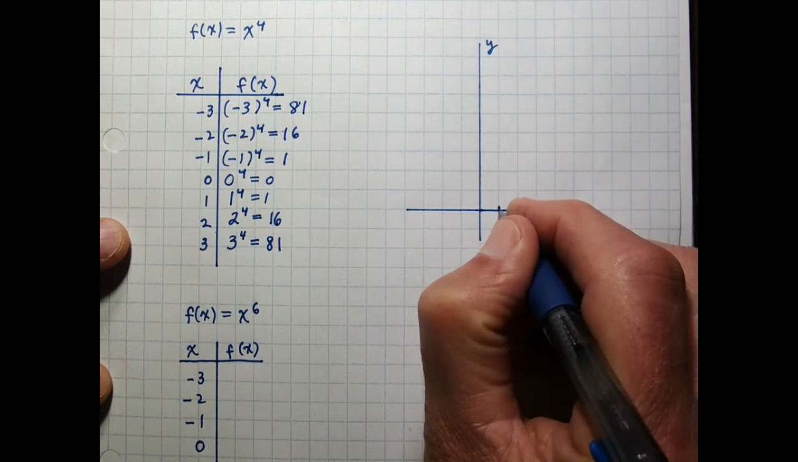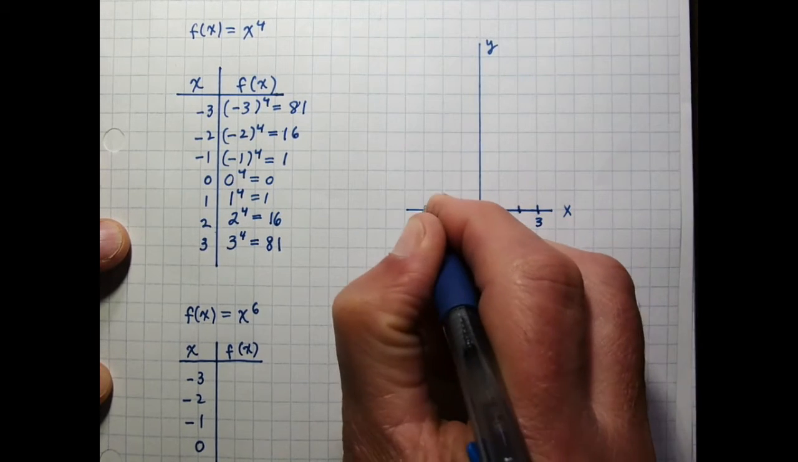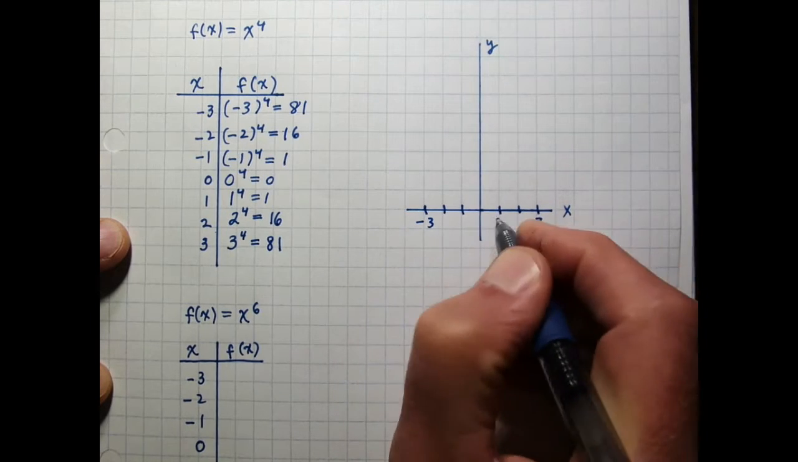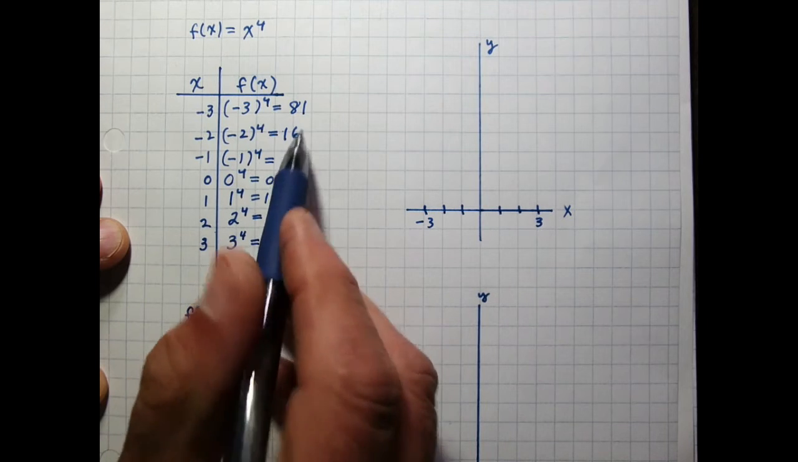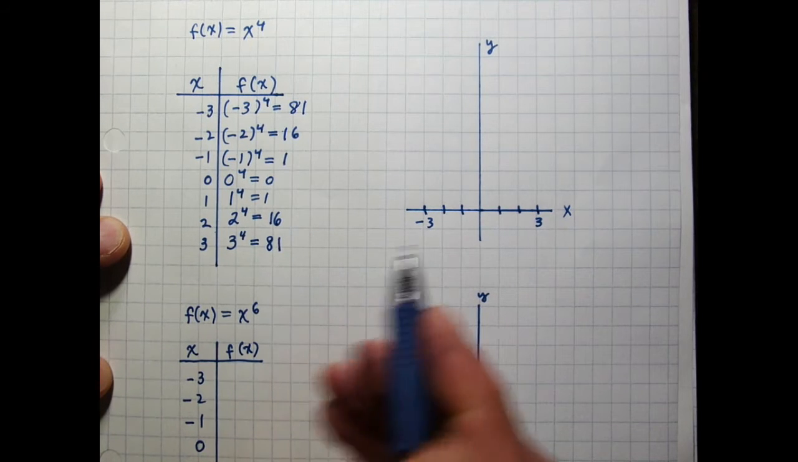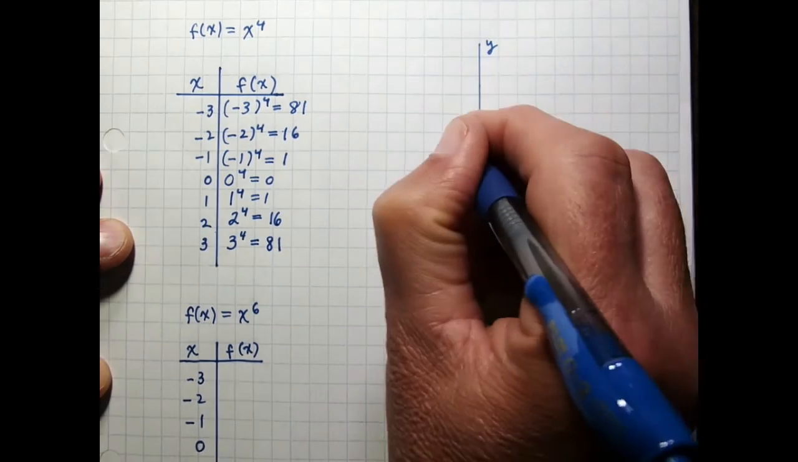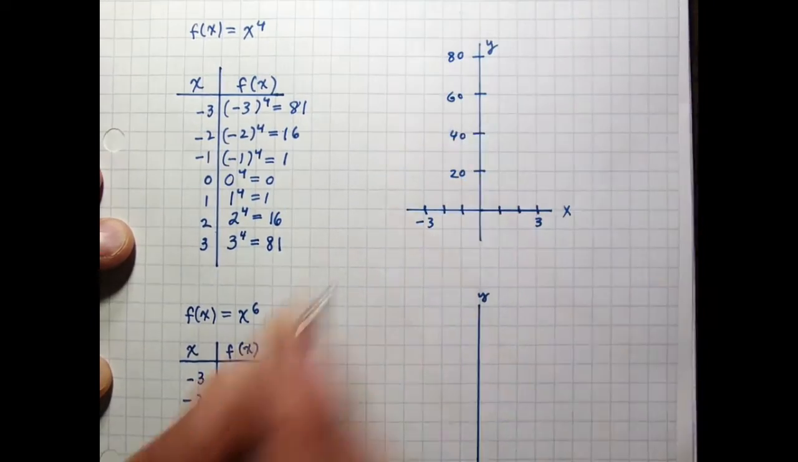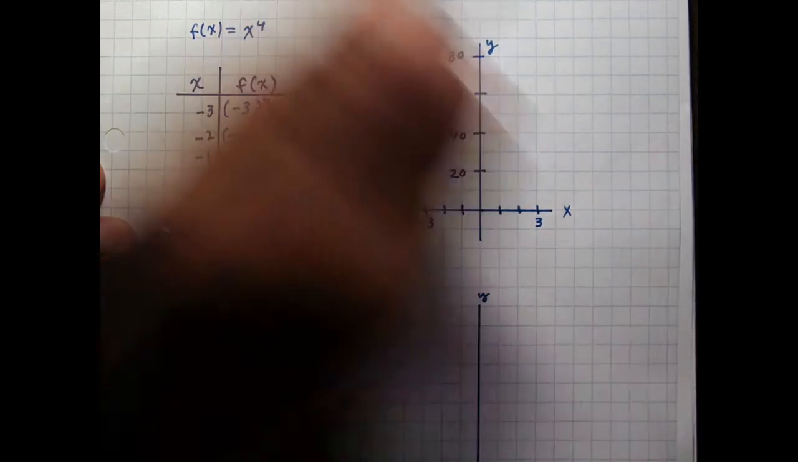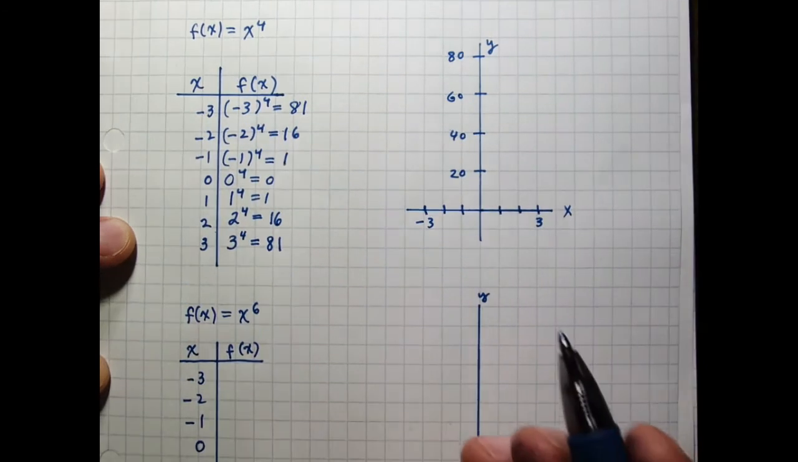I'm going to make each square worth 1 on the x-axis. So 1, 2, 3, negative 1, 2, 3. But for the y-axis now, I want to fit some of these points. So I think what I'm going to do is go 10, 20, 30, 40, 50, 60, 70, 80. So I change my scale on the y so that I can fit some of these y values of coordinates.